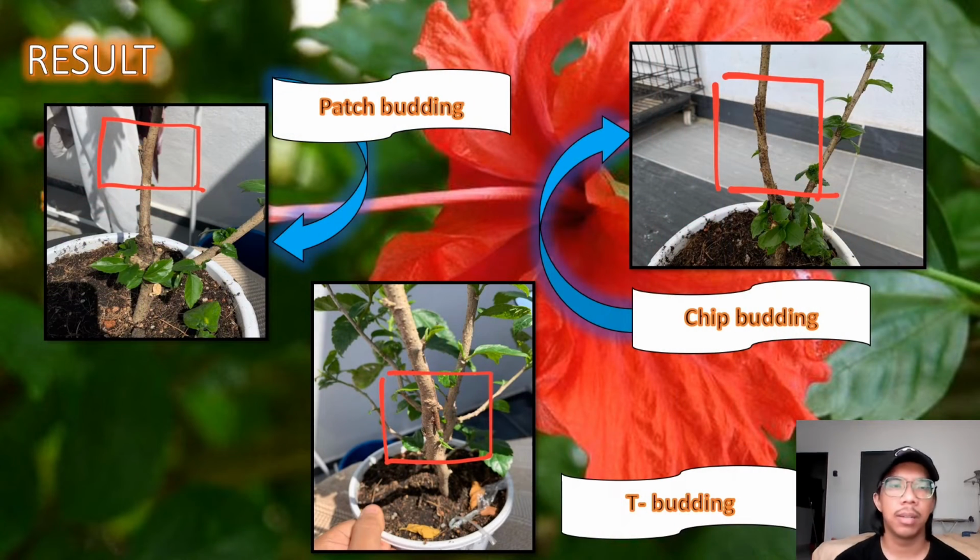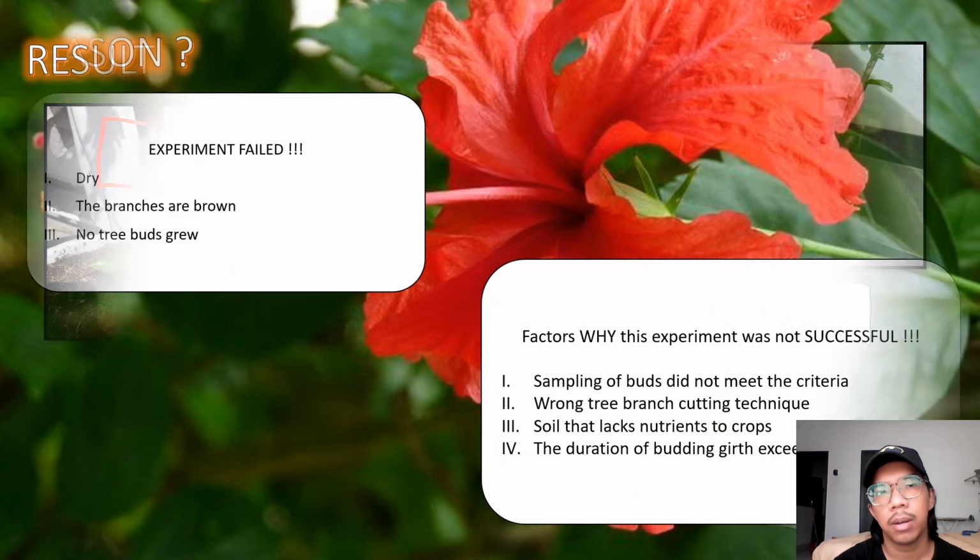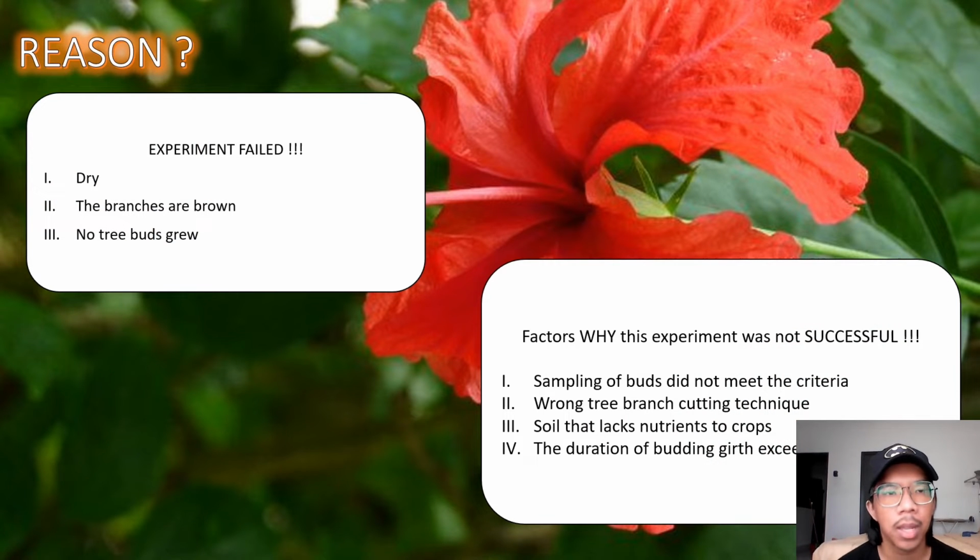Alright, so this is my result for patch budding, chip budding, and T-budding. As we can see, it's very dry. The chocolate one, also for chip budding, is dry. Also the patch budding. So my result is a fail, but it's okay. The experiment failed. Why? Because the branches are brown and no buds grew. As we can see in the picture, no buds grew in my experiment. Also the branches are brown.